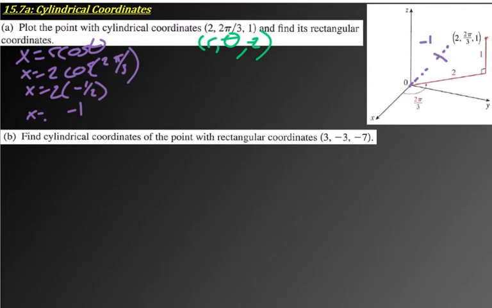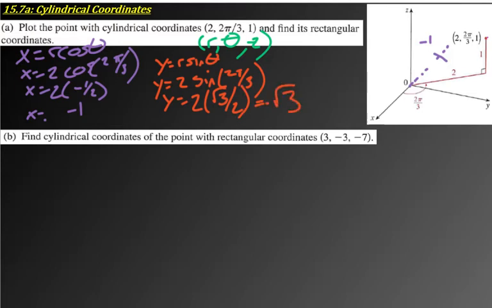Then y is r sine theta. So y is 2 sine 2 pi over 3, and so y is 2 times root 3 over 2, which is root 3. It's hard to see, but this comes out in the y direction. Not quite as parallel as I wanted it to be. It's a little better. So this is supposed to be root 3. So if you go negative 1, root 3, 1, you should get to the same point as that.